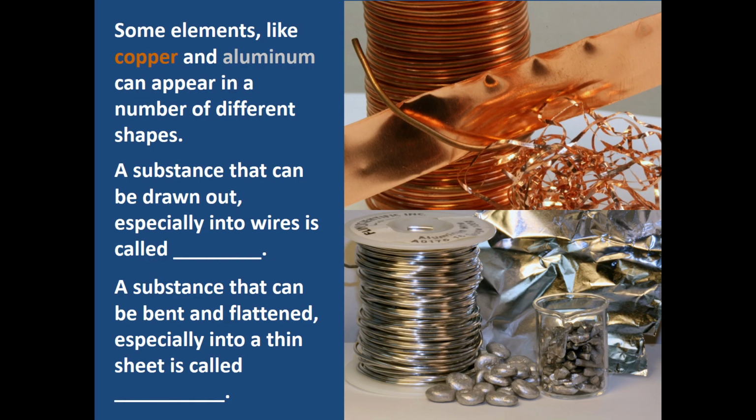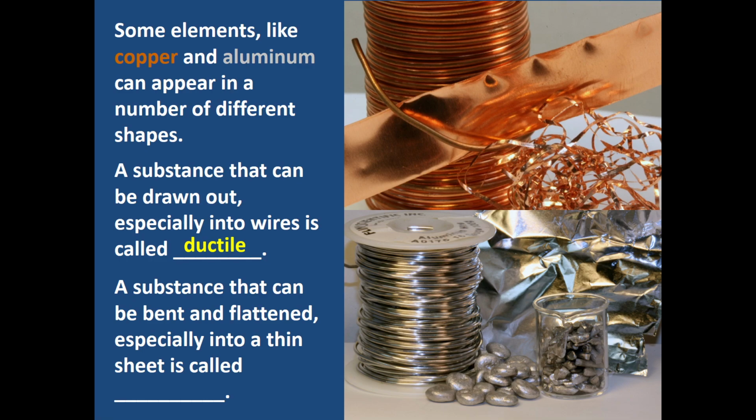Some elements like copper and aluminum can appear in a number of different shapes. A substance that can be drawn out, especially into wires, is called what property? Malleability? No. Ductile? Yes, ductile. I got that wrong. A substance that can be drawn out into wires. That's how we make copper wire, is we can draw it out and turn it into a wire shape.